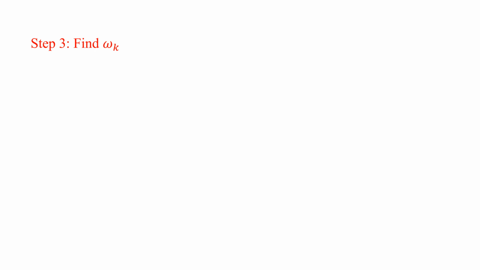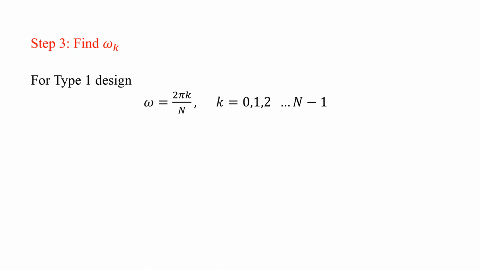Next step is we have to find omega suffix k. We are taking type 1 design. Omega k is 2 pi k by capital N. Here the k value is given as 0, 1, 2, etc., up to N minus 1. Now we are substituting the value of capital N, that is 13.